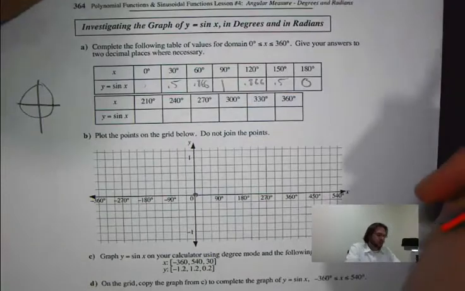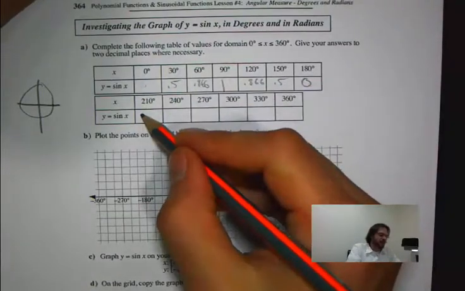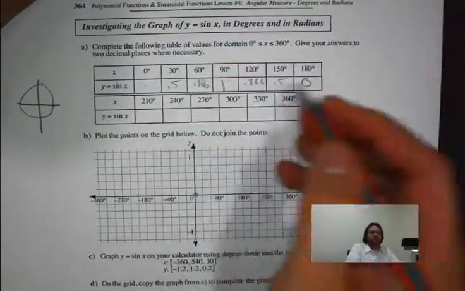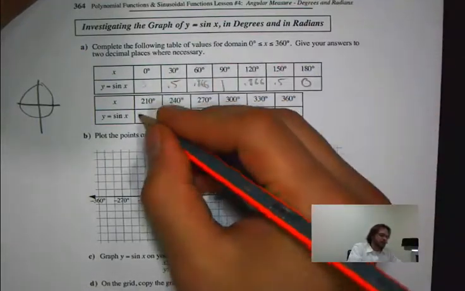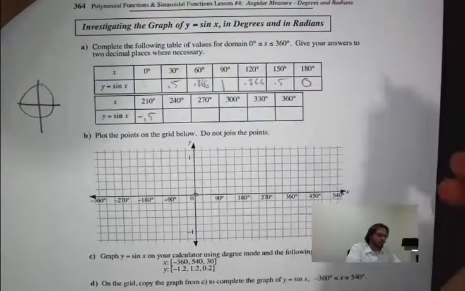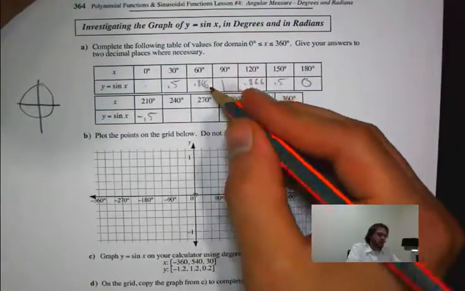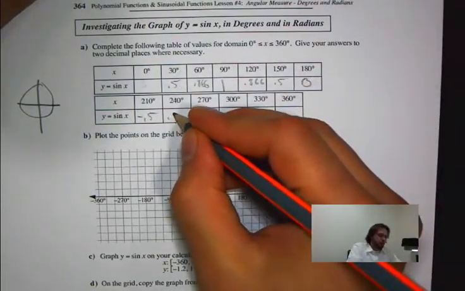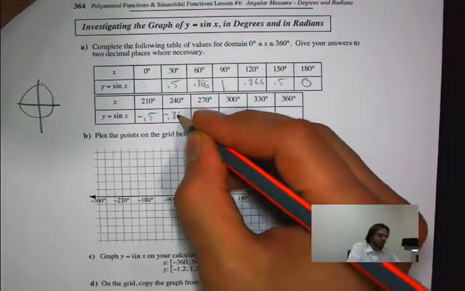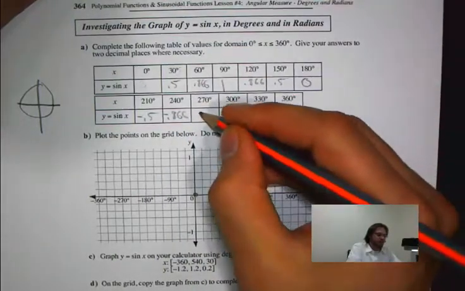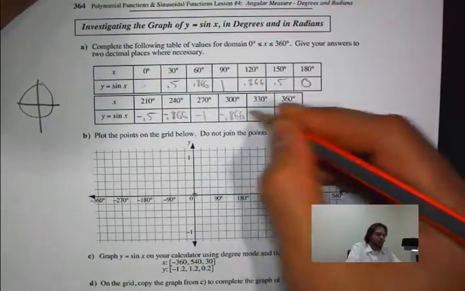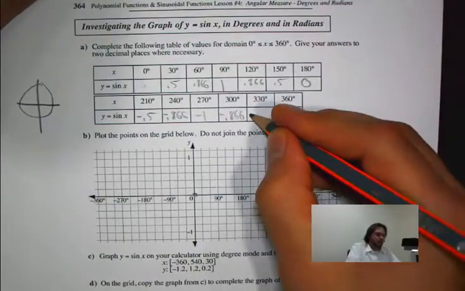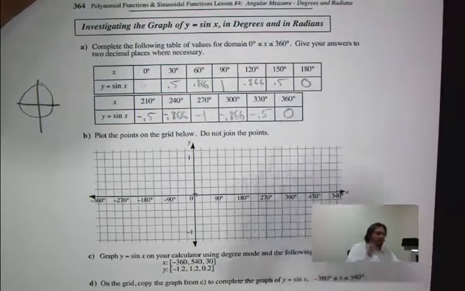Okay? Now if I continue this, we have 210. 210, just punch into the calculator, so I'm just going to fill out everything. If we did 210, that's going to be negative 0.5. 240 is going to be negative 0.866. 270 is going to be negative 1. Then we go negative 0.866, and then negative 0.5, and then 0.